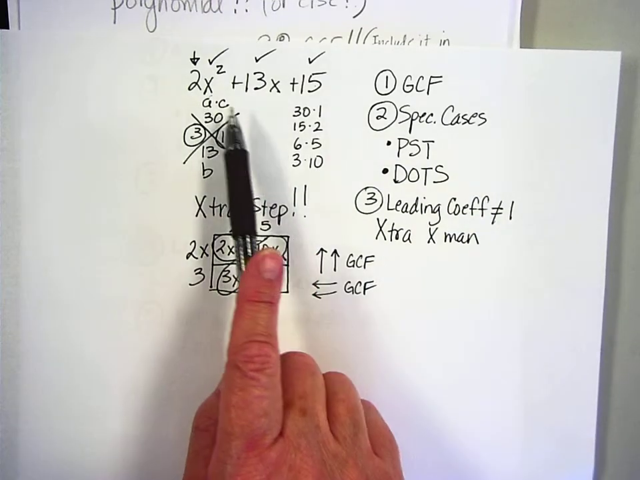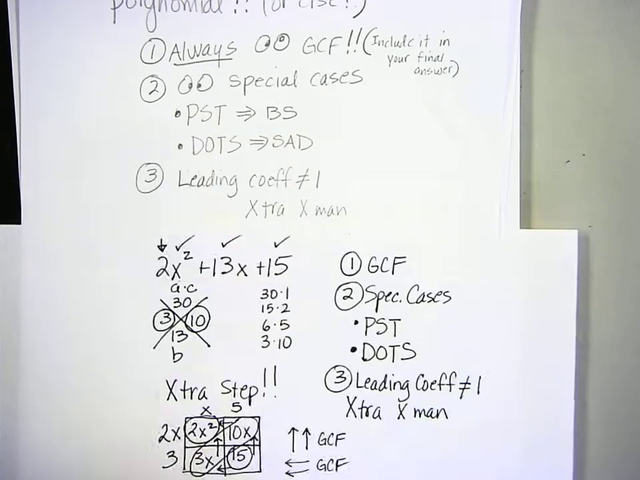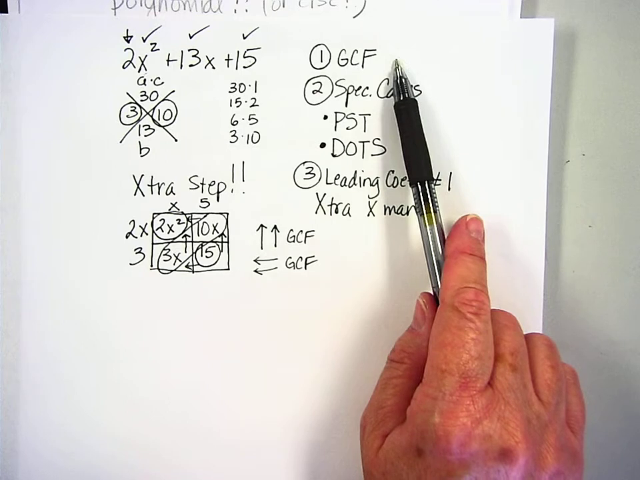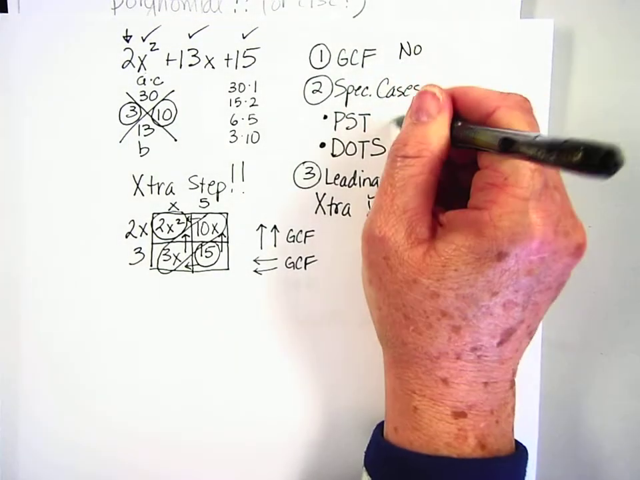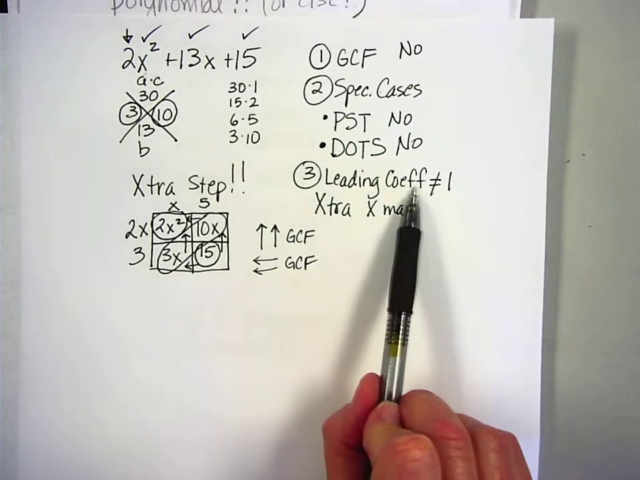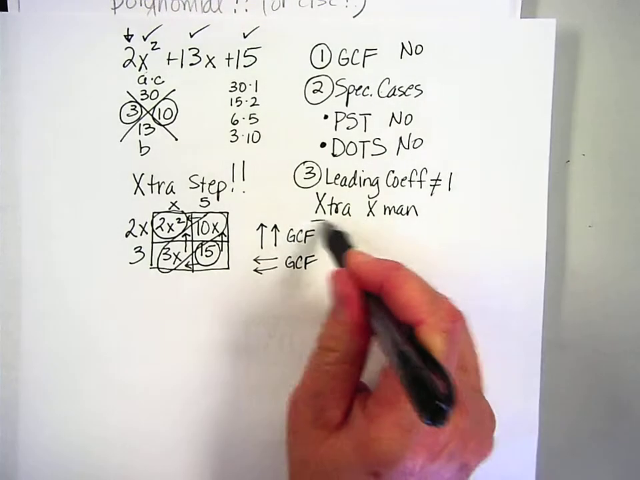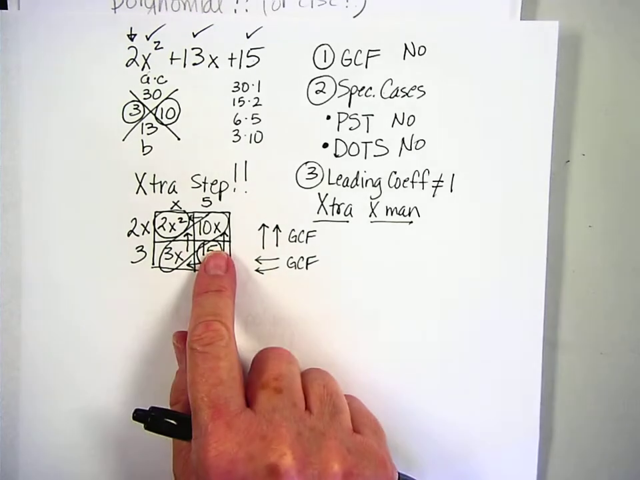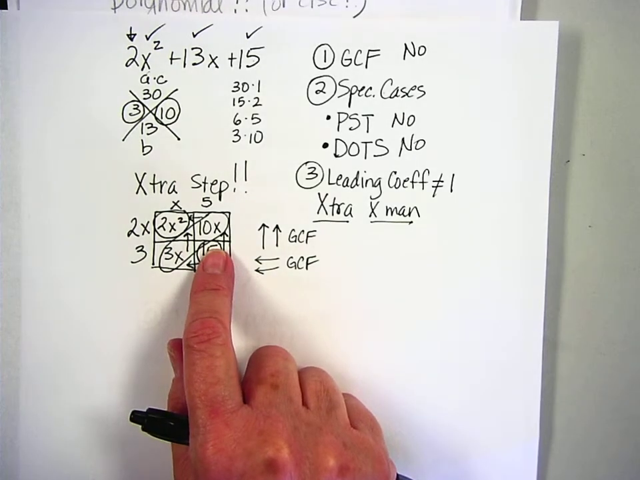And remember, you always have to consider the first few steps. Does it have a GCF? This one did not. Was it a special case? This one was not a PST, and it was not DOTS. So the next step, was the leading coefficient not equal to 1? Yep. So we factored it using extra x-man, and it's x-man with this extra step. Now if you didn't catch that, back up the video and watch it again.